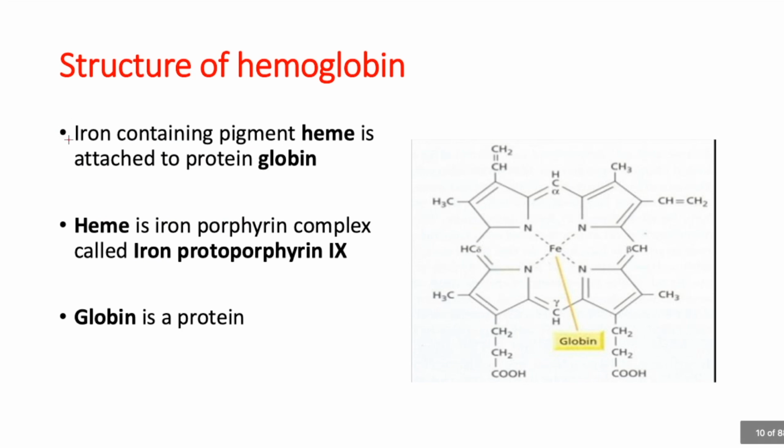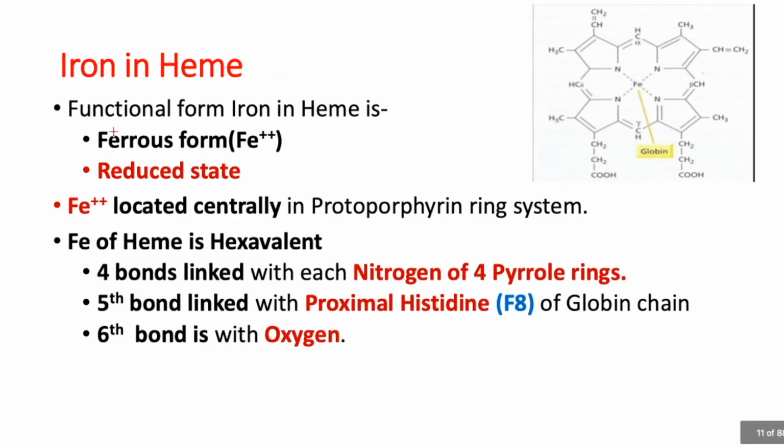The structure of hemoglobin basically looks something like this. Iron containing pigment is your heme and it is attached to the protein which is globin, which is over here. Now heme is the iron porphyrin complex called iron protoporphyrin 9, and globin is a protein. This is the structure which you can see over here. Now iron in the heme has a +2 state and it is in the ferrous form in the reduced state. Iron +2 is located centrally in the protoporphyrin ring system. So it's present in the center of it.